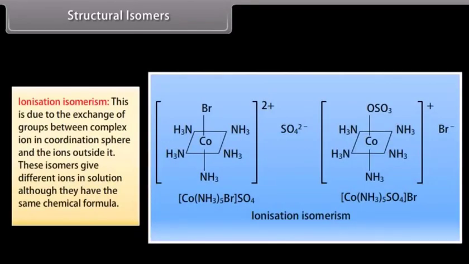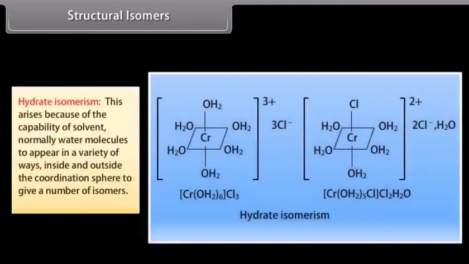Ionization isomerism. This is due to the exchange of groups between complex ion in coordination sphere and the ions outside it. These isomers give different ions in solution although they have the same chemical formula. Hydrate isomerism. This arises because of the capability of solvent, normally water molecules, to appear in a variety of ways, inside and outside the coordination sphere, to give a number of isomers.